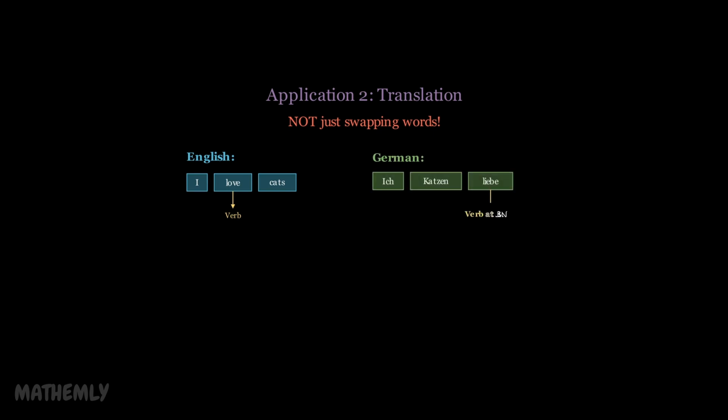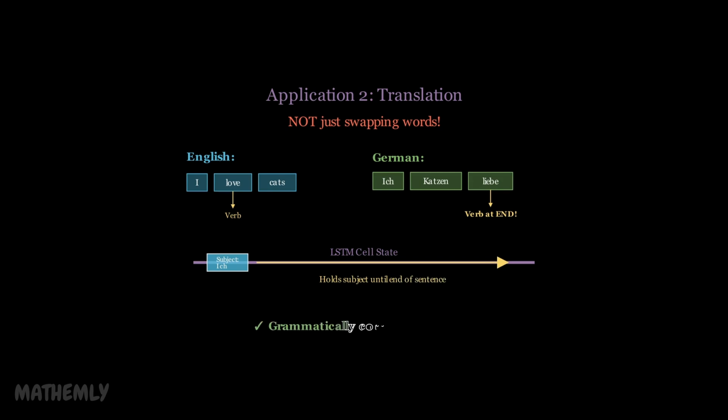Translation. Translating a sentence isn't just swapping out words one for one. Different languages have completely different grammar rules. In some languages, the verb is pushed to the very end of the sentence. An LSTM can hold on to the subject in its memory for the entire sentence, ensuring the final translation makes grammatical sense.